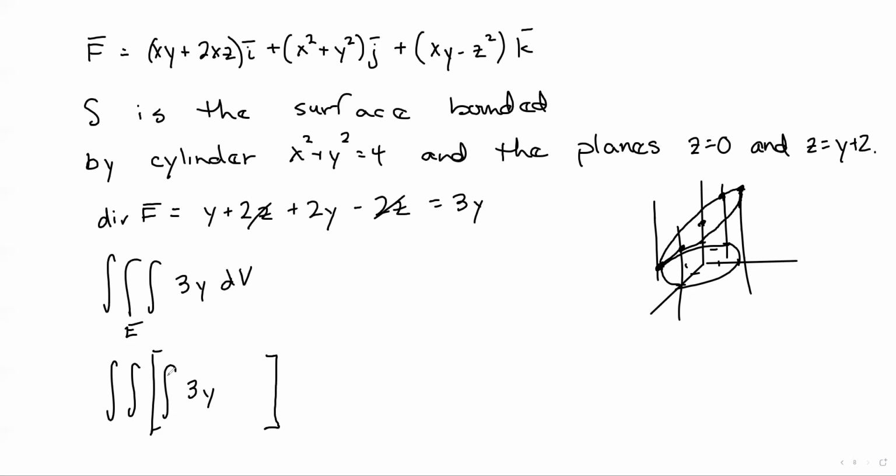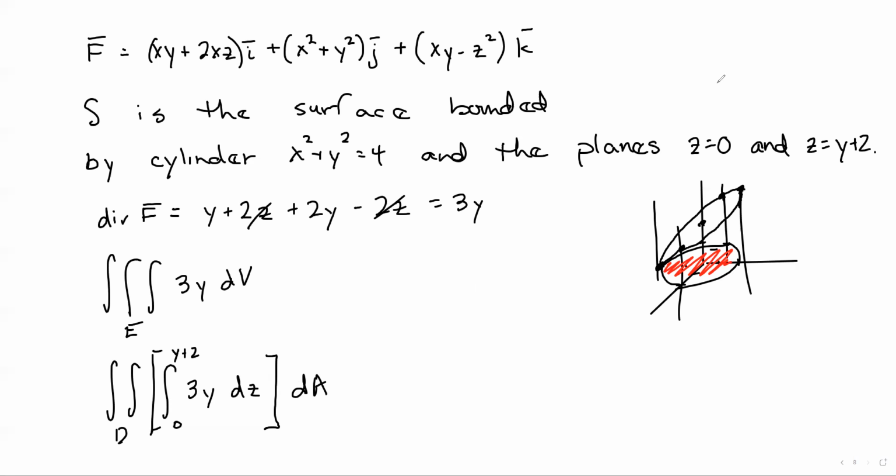And so I would do dz first and do z from 0 to y plus 2. And then you can do dx and dy separate, right? And so when you do those values, the second set, you're integrating across the domain for x and y. That's going to be kind of the bottom of the object here.